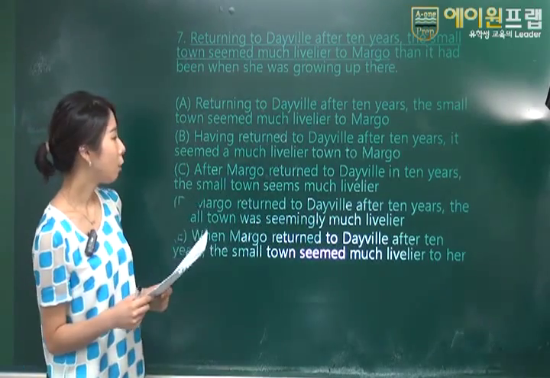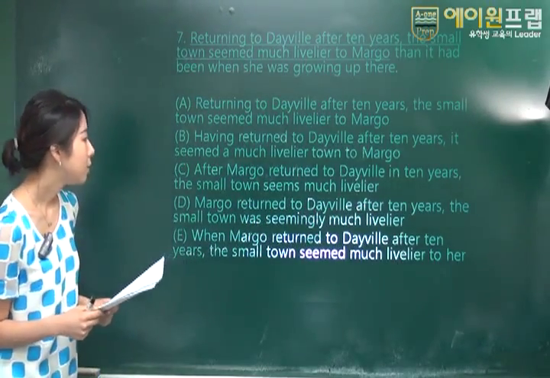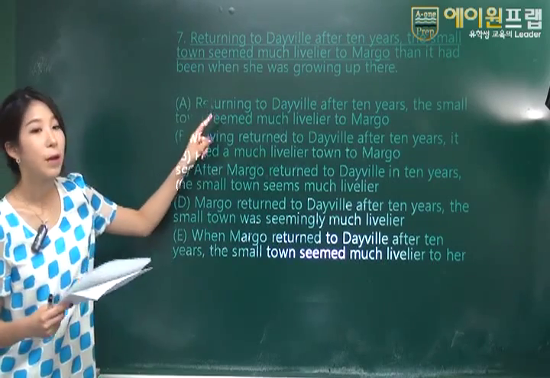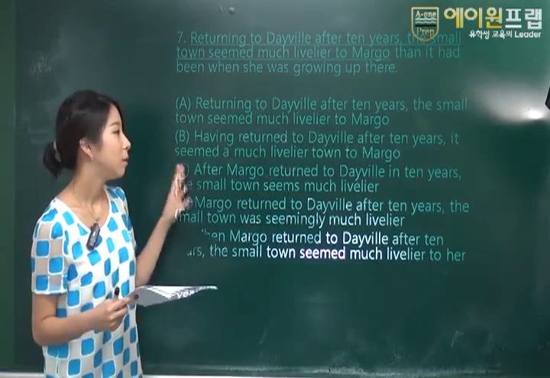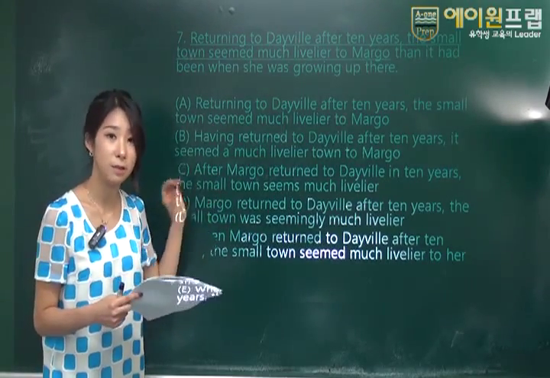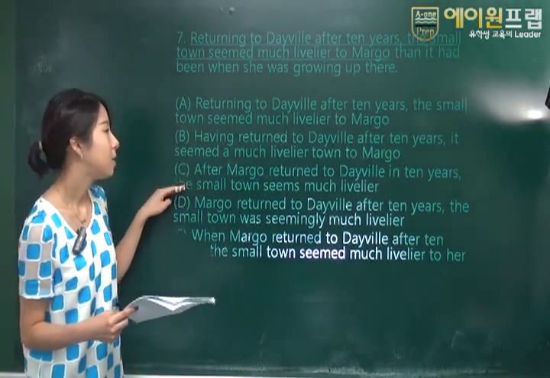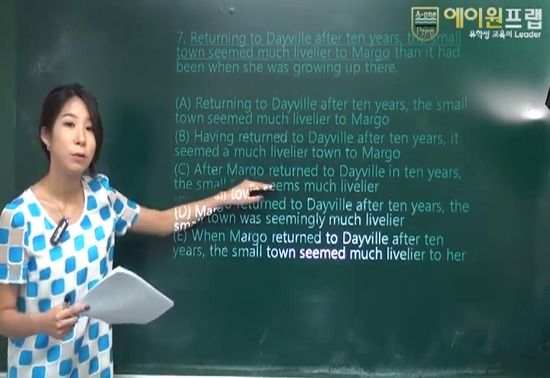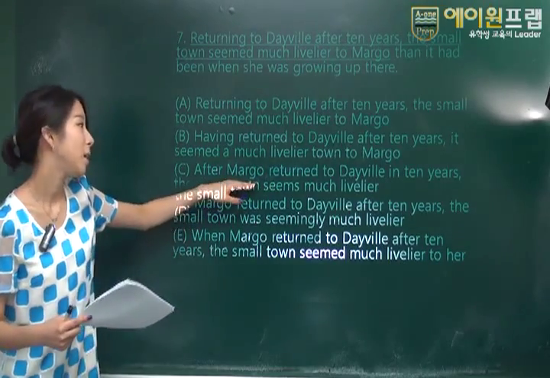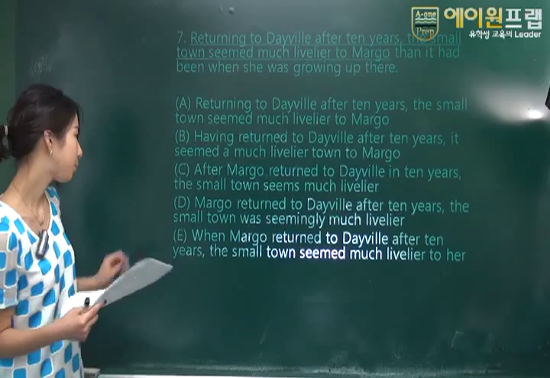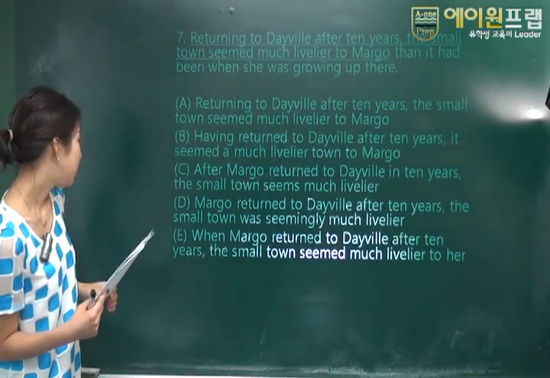And C: After Margot returned to Dayville in 10 years, the small town seems much livelier than it had been when she was growing up there. It's a perfect sentence. Margot has the most power in the sentence because she is the subject. The sentence is all about Margot, so it placed Margot in the most important position, the subject. And everything is in Margot's perspective. So that's why C is the best answer. And let's look at D.